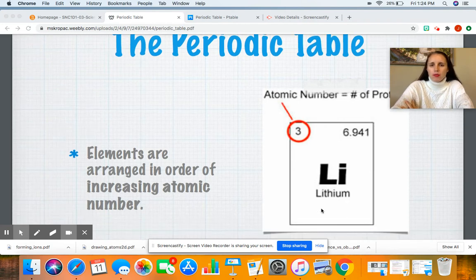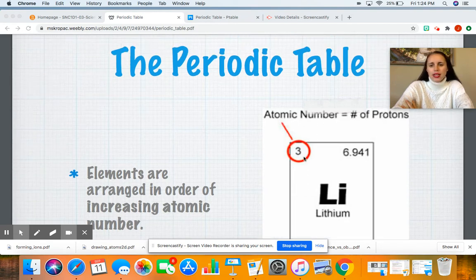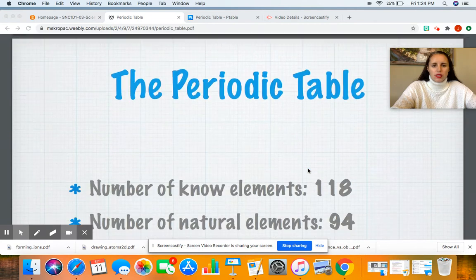Two numbers that are going to be very important to you this year: your atomic number and your mass number. Elements in the periodic table are technically arranged by increasing atomic number. So you can see the first element's number 1, hydrogen. Second element's number 2, helium. The atomic number is equal to the number of protons. So technically, what defines an element is its number of protons.